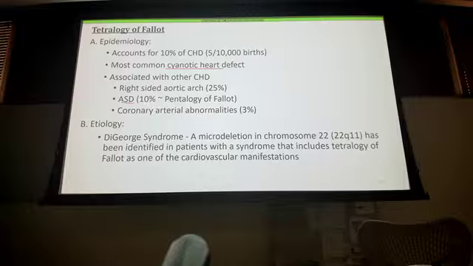Tetralogy of Fallot does have a genetic predisposition, so DiGeorge syndrome, which is a deletion, or microdeletion, of chromosome 22, can put patients at a higher risk of having this congenital heart disease. So there is a genetic component to it.